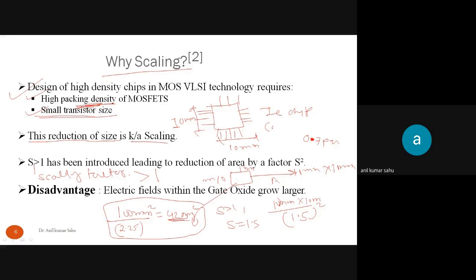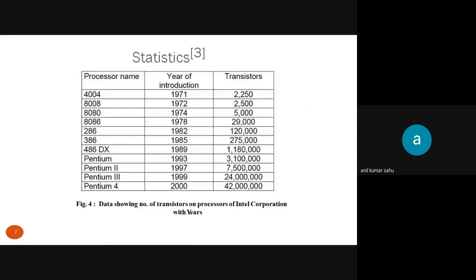Now come to the disadvantage. Here the electric field within the gate oxide grows larger. Means as the device size is reduced, the electric field which grows in the gate oxide will be larger. Now you can see these processors, from the 4004 to Pentium 4, now Pentium 5, Pentium 6 also. The number of transistors is increasing, which means chip density or chip packaging is increasing.